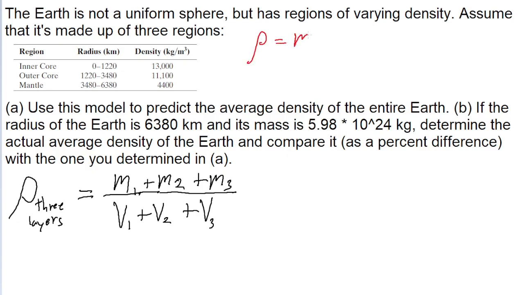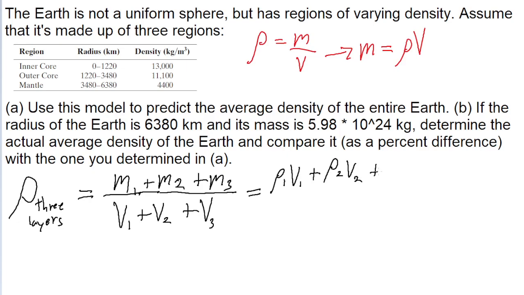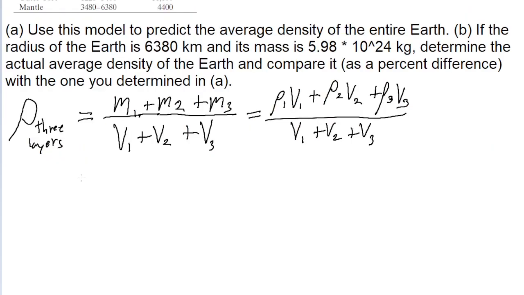Because if density is equal to mass divided by volume, then algebraically speaking, mass should be equal to density times volume. This is convenient because we can plug this into the top half of the equation for each individual mass. So it's rho 1 v1 plus rho 2 v2 plus rho 3 v3, and then all divided by our same v's. Now that's a little better. Now our formula has some knowns, because we do know the densities of all three regions, but we still don't know the volumes that are at play in this equation.